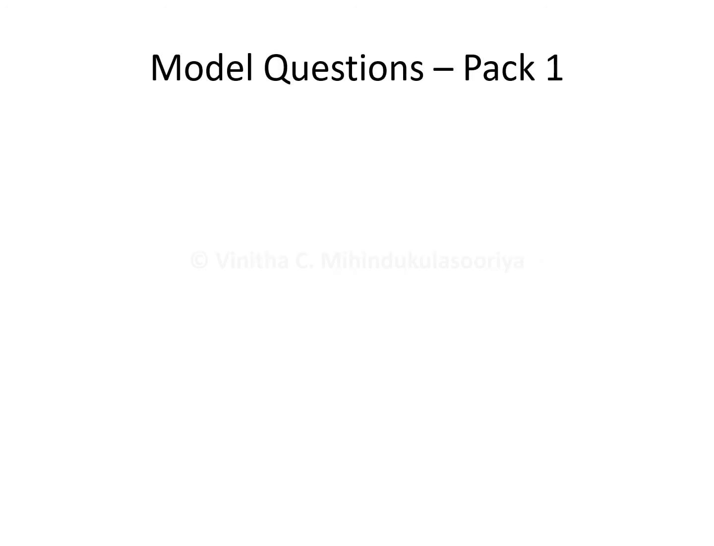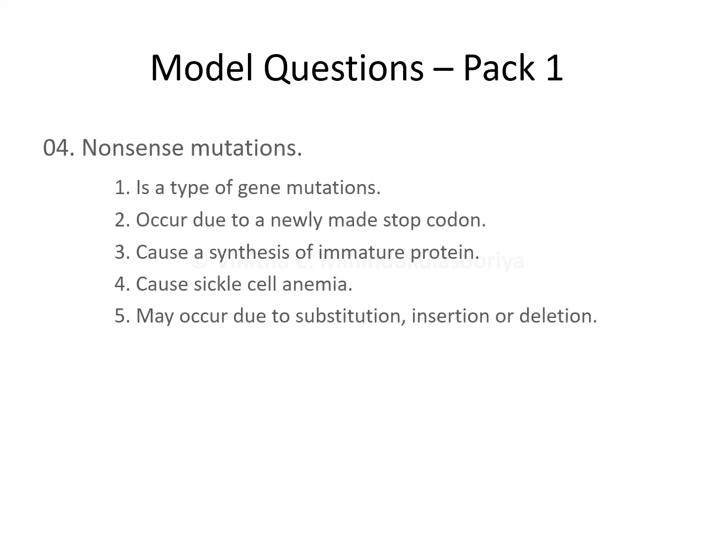Question number 4. Nonsense mutation. 1. Is a type of gene mutations. 2. Occur due to a newly made stop codon. 3. Cause a synthesis of immature protein. 4. Cause sickle cell anemia. 5. May occur due to substitution, insertion, or deletion.